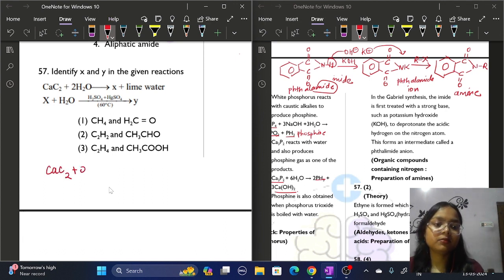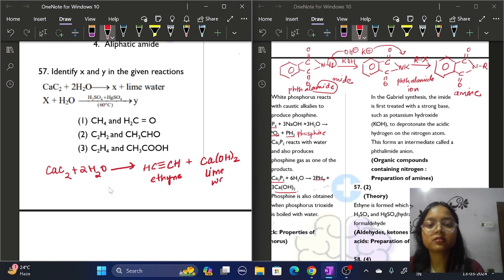CaC2 plus 2H2O, what will it give? It will form ethyne. Okay. Ethyne and calcium hydroxide, which is the lime water. So this ethyne is the product X.